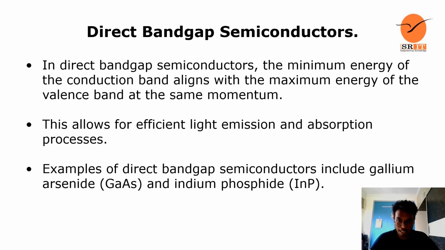Talking about the direct band gap semiconductors, in direct band gap semiconductors, the minimum energy of the conduction band aligns with the maximum energy of the valence band at the same momentum. We'll learn this by looking at the further diagram, and this allows for efficient light transmission and absorption process. Examples of direct bandgap semiconductors include gallium arsenide and indium phosphide.